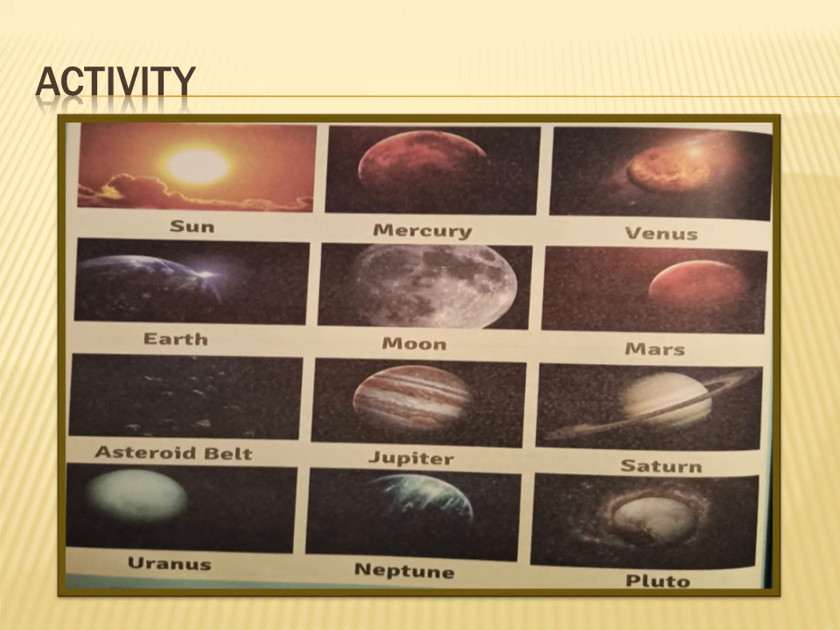Okay, the most important thing, Moon is not a planet. Okay, it's a satellite of Earth. It revolves around the Earth. Okay, and asteroid belt is also not a planet. These are the belts between the planets, around the planets. Okay, these are small particles of cosmic things.